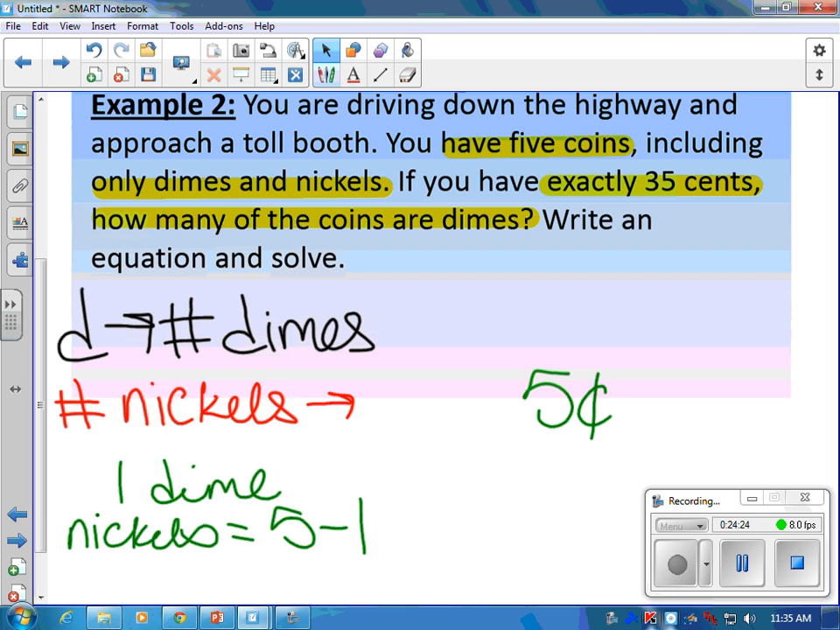This is what we have said so far. If I have D dimes, how do I figure out how many nickels I have? We don't know that I have 2 nickels. I have no idea at this point how many nickels I have. I have to write something to figure out, if I have D dimes, how many nickels do I have? It doesn't matter right now how much they're worth.